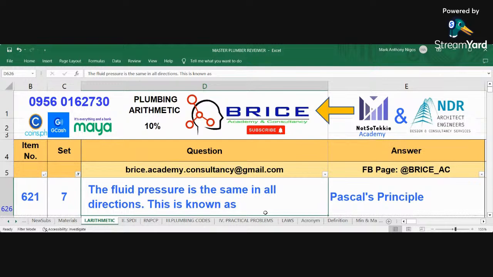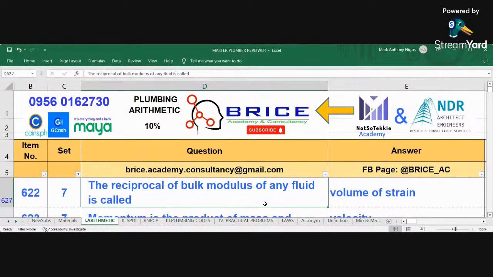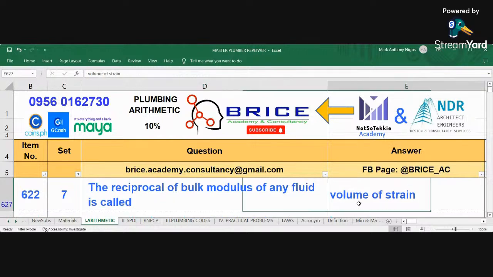The fluid pressure is the same in all directions. This is known as Pascal's principle. 622. The reciprocal of modulus of any fluid is called volume of stream. The answer is volume of stream.